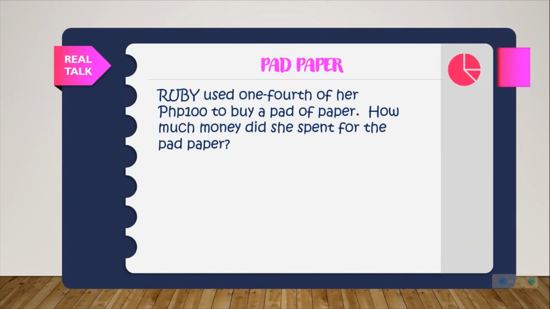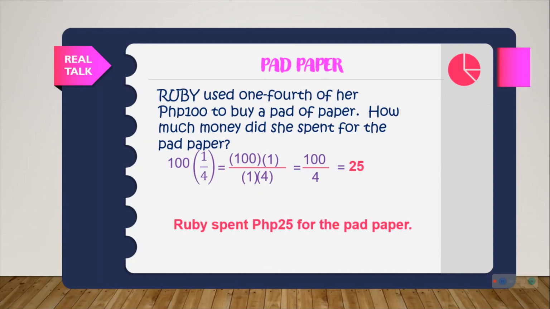Next, pad paper. So, Ruby used 1/4 of her 100 pesos to buy a pad paper. How much money did she spend for the pad paper? So, 100 times 1/4. That is 100 times 1, then 1 times 4. So, 100 times 1 is 100, 1 times 4 is 4. Kasi nga, ginamit niyang pambili sa pad paper ang 1/4 ng pera niyang 100. So, magkano kaya yun? Yun yung tinatanong natin. So, 100 divided by 4 is 25. So, ang na-spent niya is 25 pesos for the pad paper.